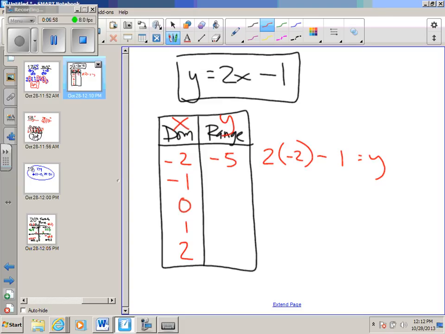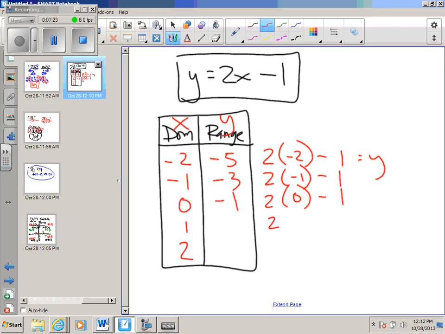Do the same for -1. Plug in the -1 for x. -2 minus 1 becomes -3. Here's x. They tell me to use 0 for x. 2 times 0 is 0. 0 minus 1.